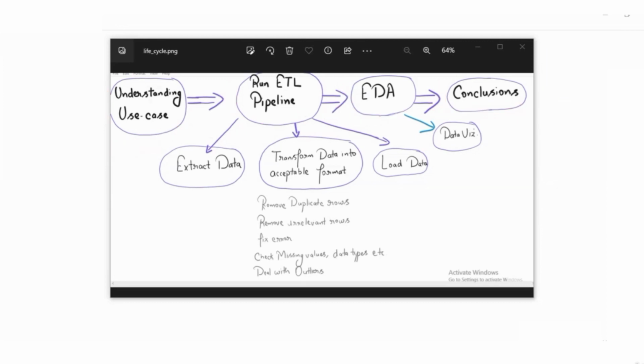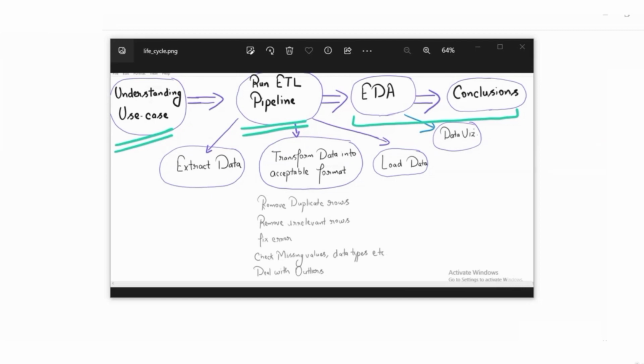In this session, we will discuss this first area, which is understanding the use case. In the next session, we will understand the ETL pipeline, and in the third session, we will discuss the EDA part along with how to make conclusions from your analysis. So this is what we are going to learn in this entire module.